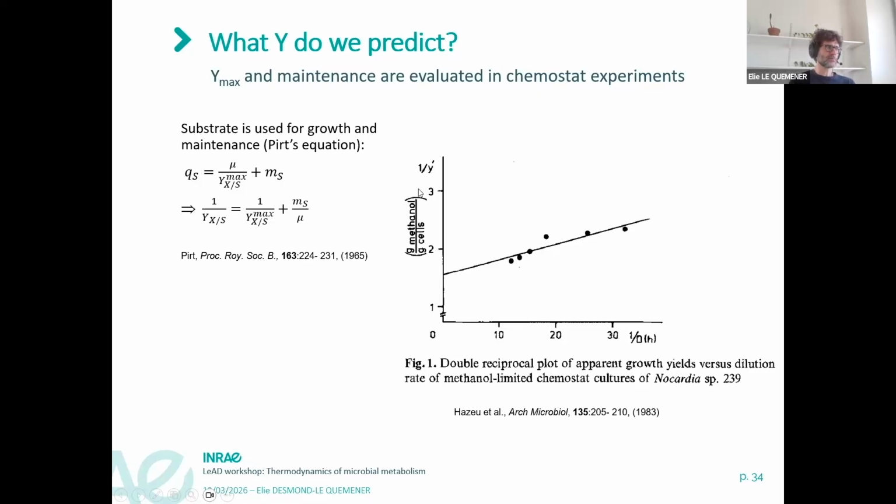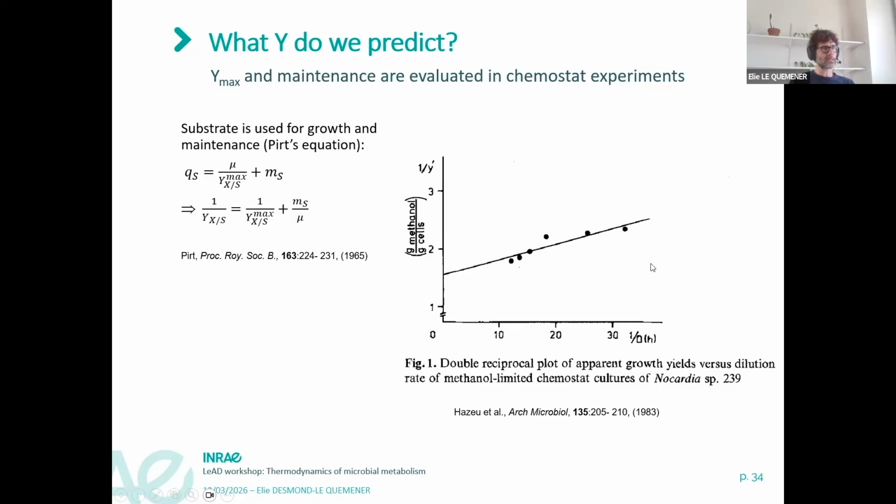You see that it comes from experiments in a chemostat. And here they plot 1 over the yield in gram methanol per gram cell as a function of 1 over the dilution rate. And you have this more or less linear relationship. And the max yield is what happens when 1 over dilution rate is equal to 0, which is when the dilution rate is super high. So it's an extrapolation of the yield when maintenance is negligible.